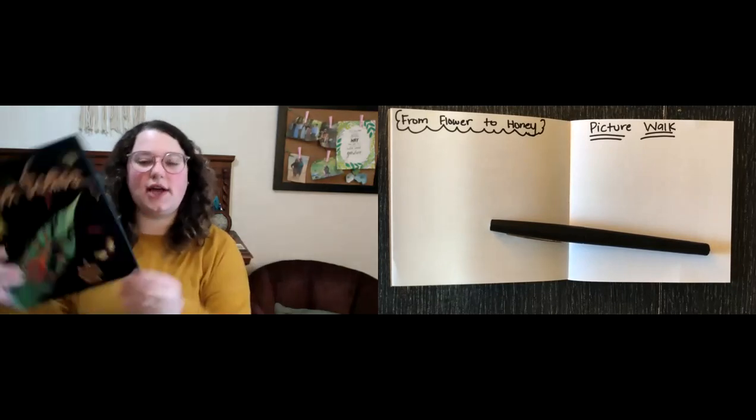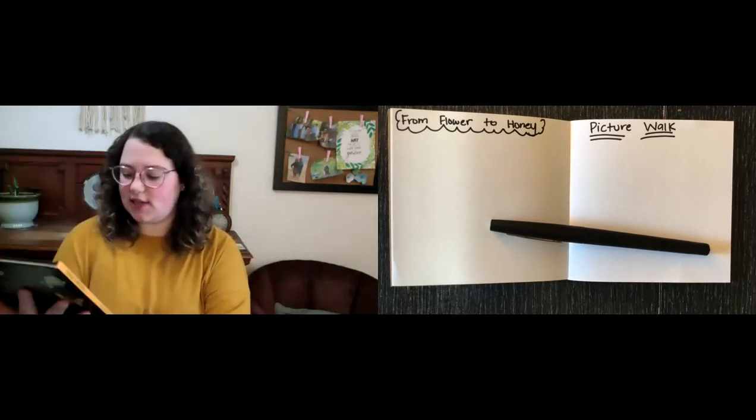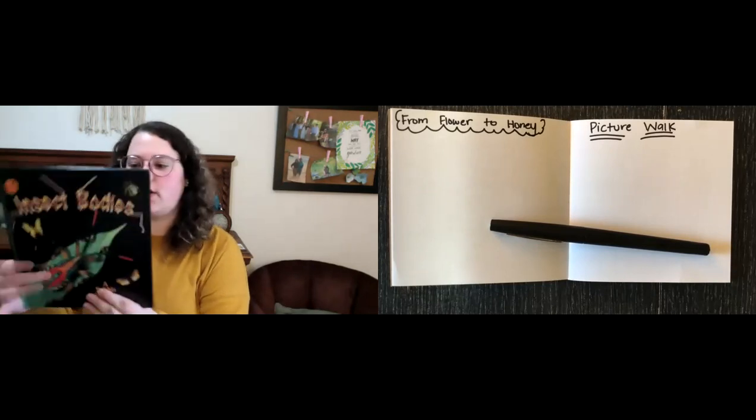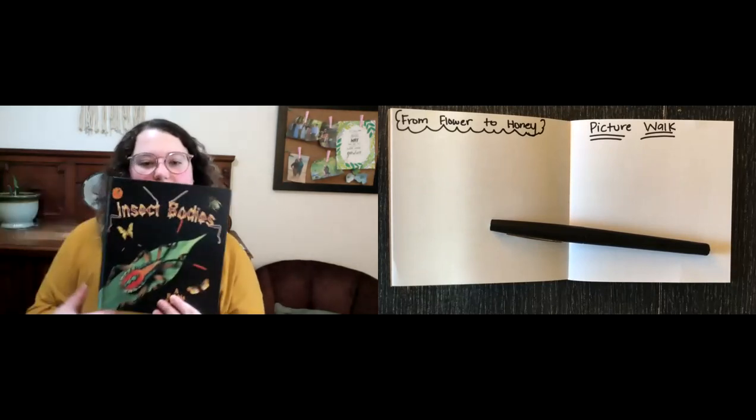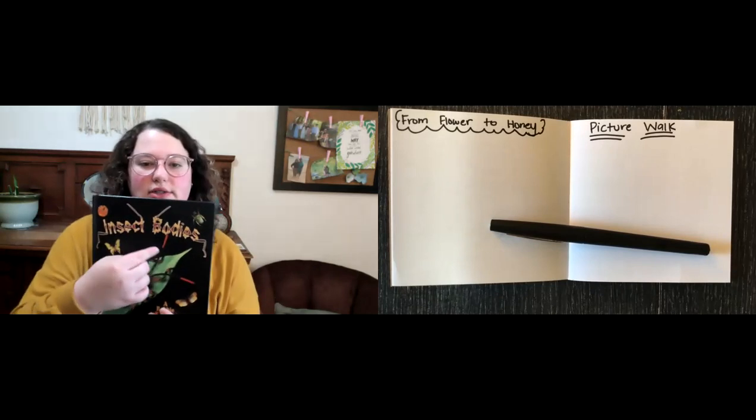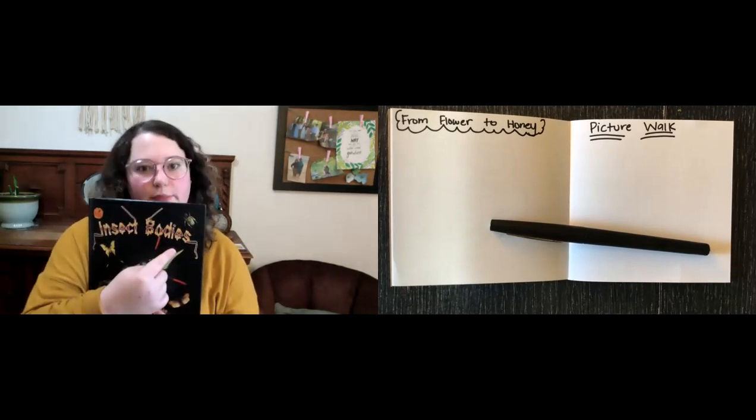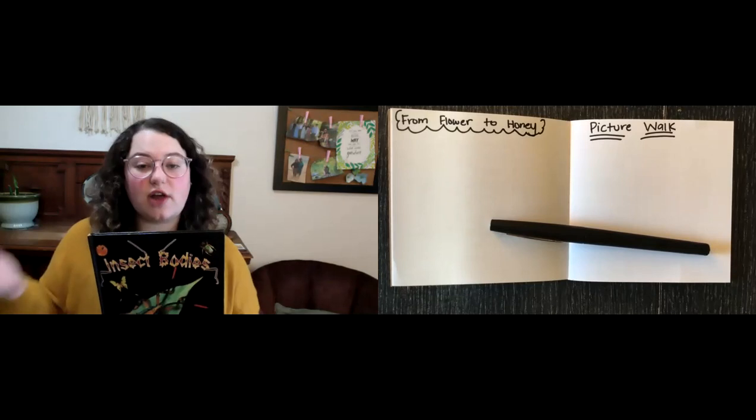And what I would do is I would open up the book, and I would look at the cover like we did yesterday, see that it says Insect Bodies, and it has a picture of an insect on it. So that tells me that it is going to be about bugs, and that it's going to specifically be about their bodies, just like we did yesterday with the covers.